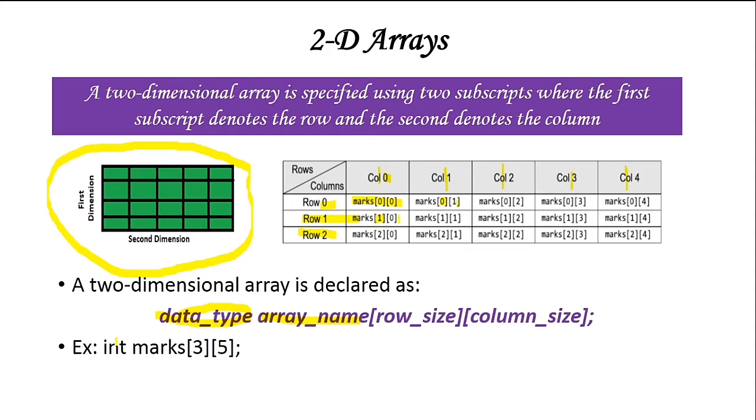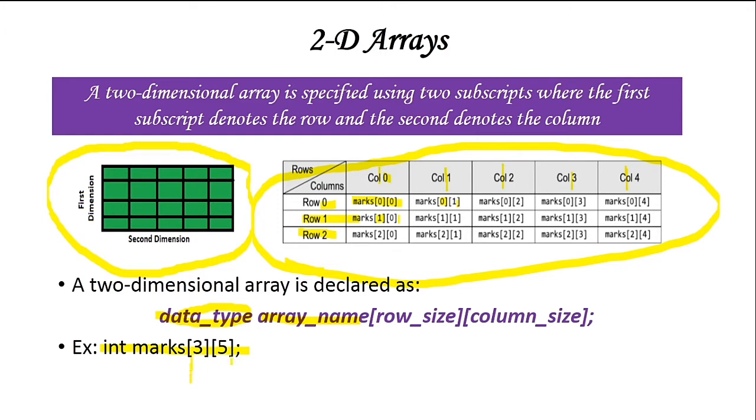So for example, this is how you can declare this particular array. Mark of 3, 5. That means you will have 3 rows and 5 columns. This is how we can declare the two-dimensional array.